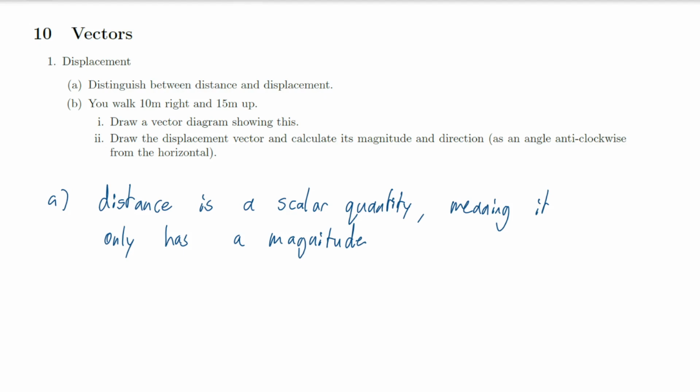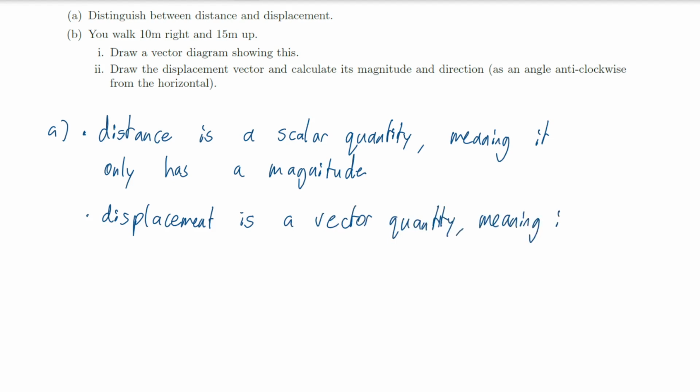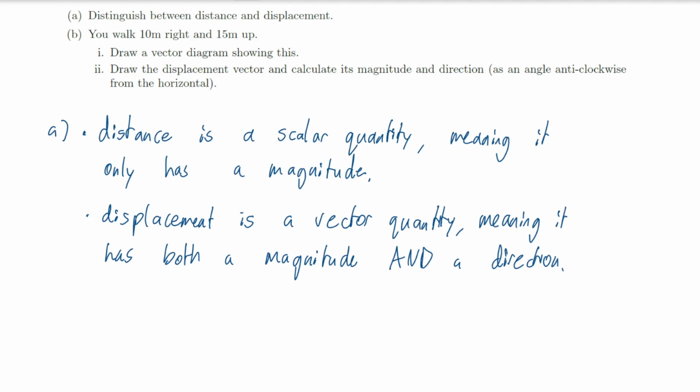However, displacement is a vector quantity, meaning it has both a magnitude and a direction. For example, I walked 5 kilometers to the east. I've given a magnitude, 5 kilometers, and a direction, east.